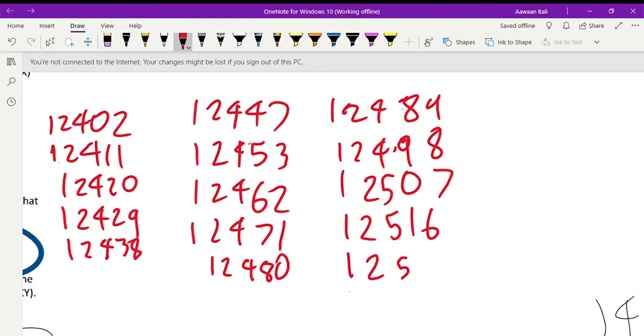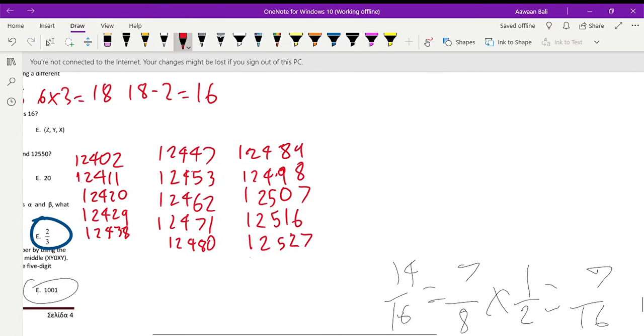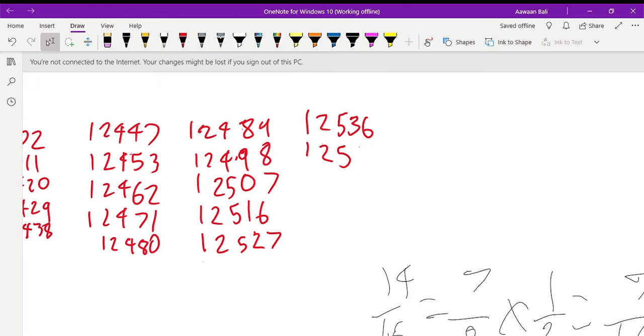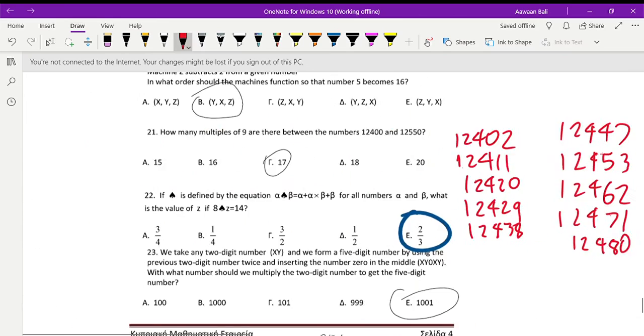And then we have 12,527, 12,536. And then we have 12,545. So 36 plus 9 is 45. Wait a minute. 16 plus 9 is 25. Pardon me. So 25 plus 9 will be 34. 34 plus 9, 43. 12,5 and then finally we have the 2. But we first have 12,50.